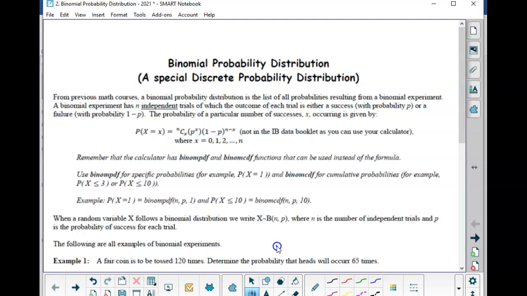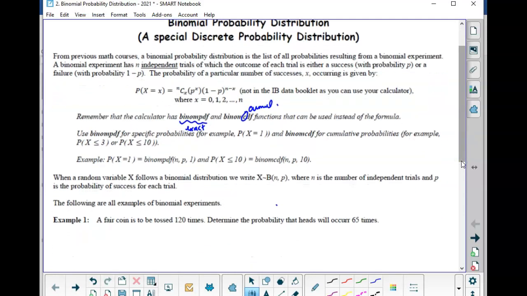It's not in the data booklet, so from what I can tell, anytime you're asked this on your IB exam, it will be on a calculator portion of your exam, so you can use your calculator. Remember in your calculator, it has binom PDF and binom CDF. This is what we use for exact number of hits or successes, and this is cumulative. So that's for a range of hits, 0 to 5 hits, so a maximum of 5 hits or something like that. So that just explains that there.